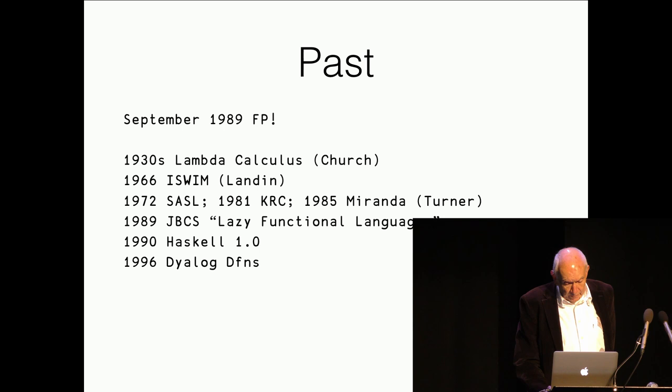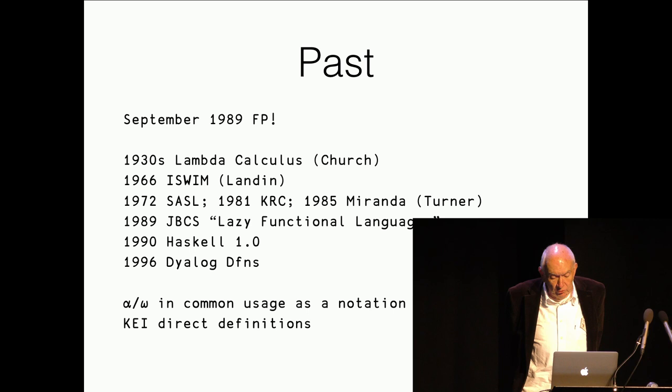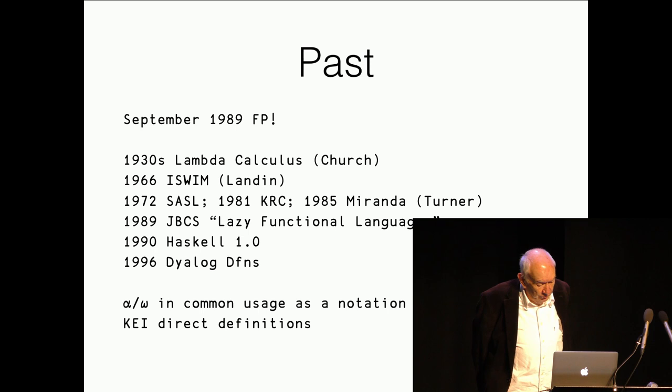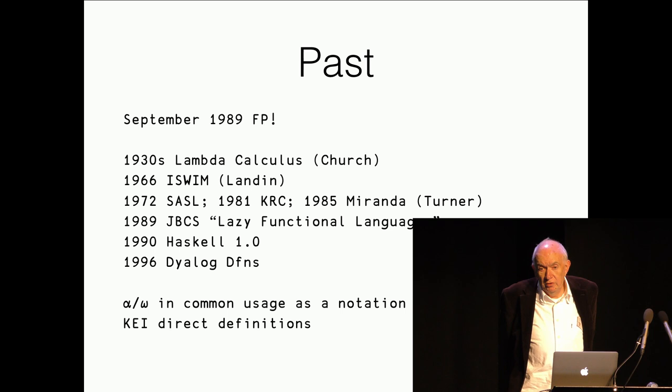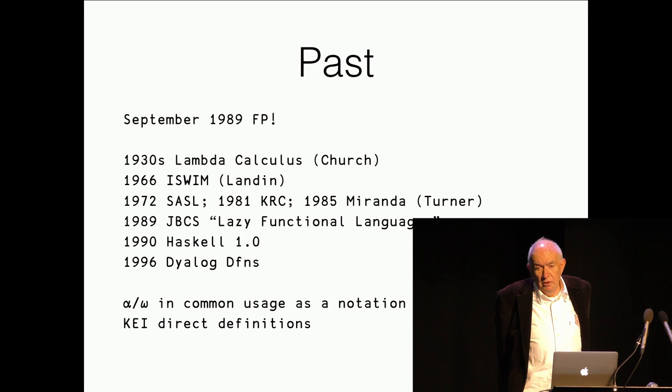Now, I must, of course, mention Ken. Everything you do, it's like Einstein. Ken is an exception to all rules. Ken had been there before. So Ken Iverson had made several excursions into an equivalent direct definition of anonymous functions. The alpha and omega had been in common usage just as a notation for left and right arguments in papers, as a shorthand for saying the left argument. So those things kind of came naturally.